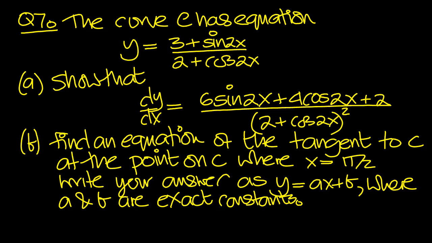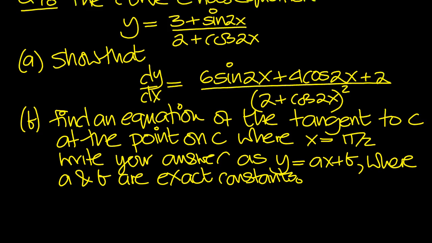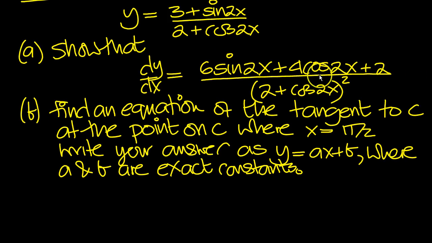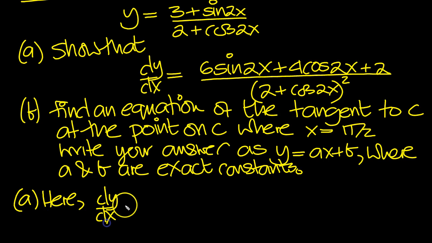So here's the question then. Let's have a look at this. For part A, we've got to differentiate this, haven't we? To get dy/dx, it's a quotient, so we use the quotient rule. So dy/dx then is equal to v, which is 2 plus cos 2x, more than one term, put a bracket, times du/dx.